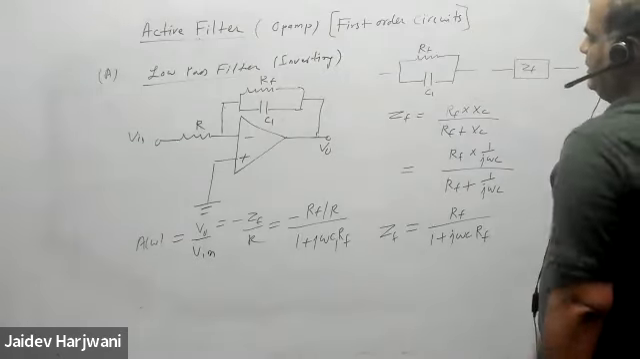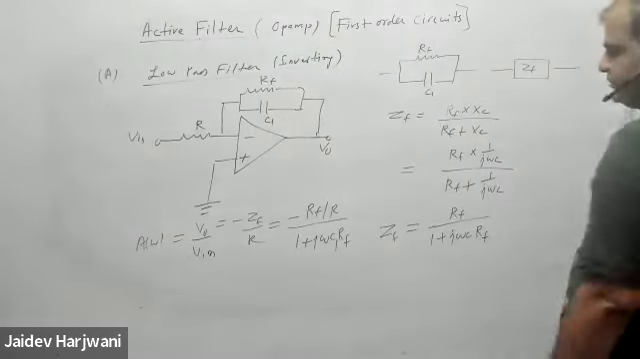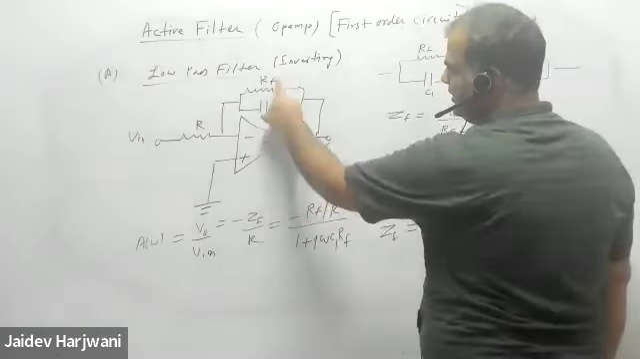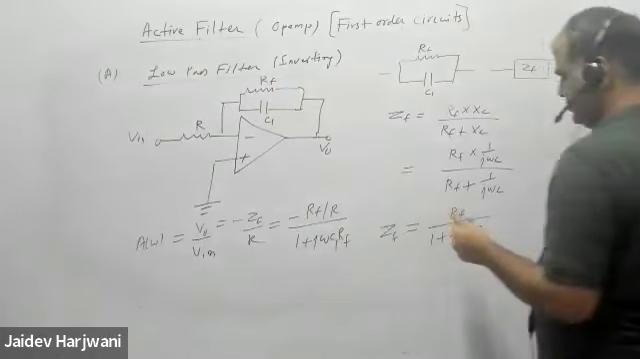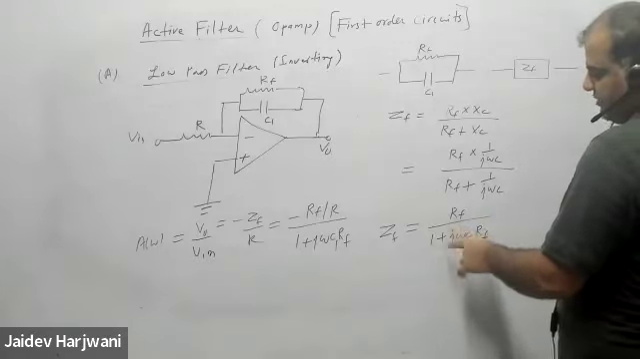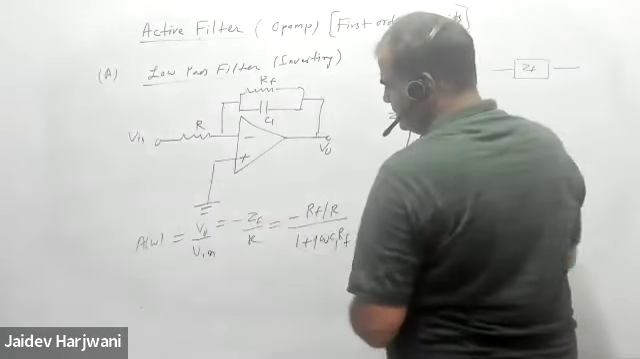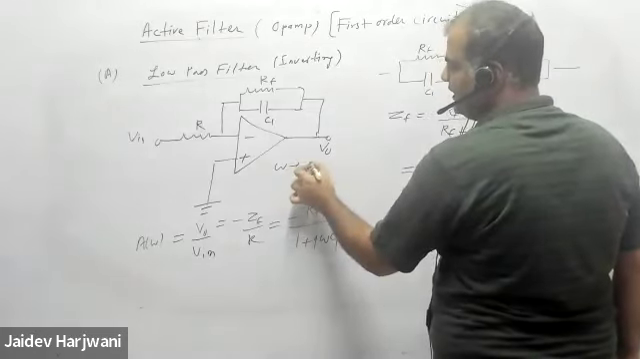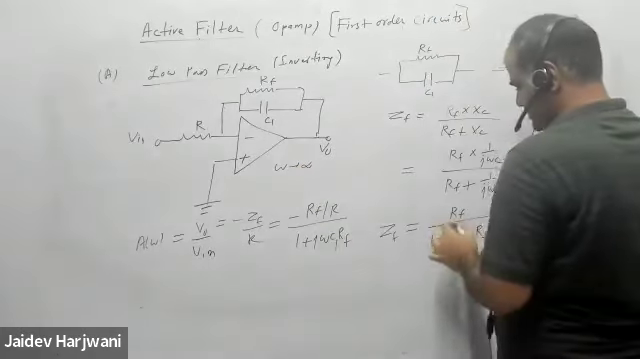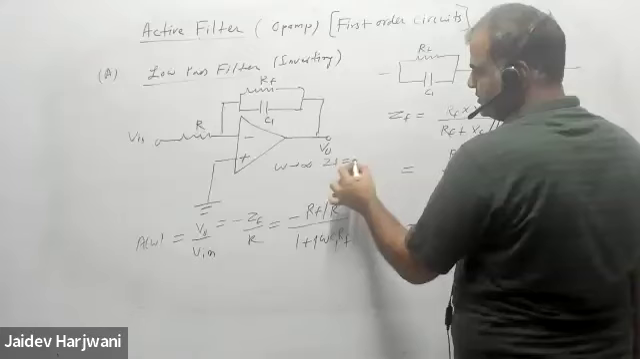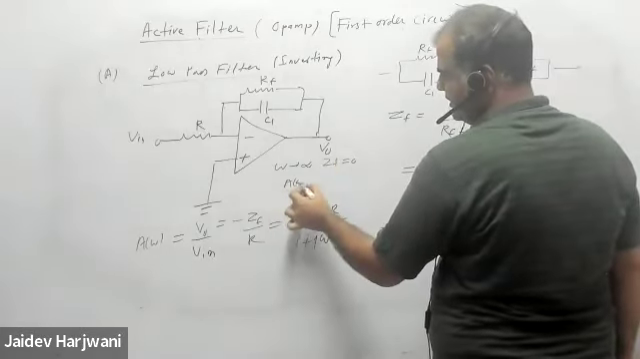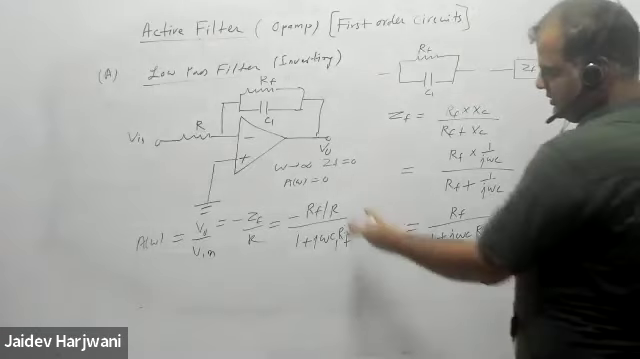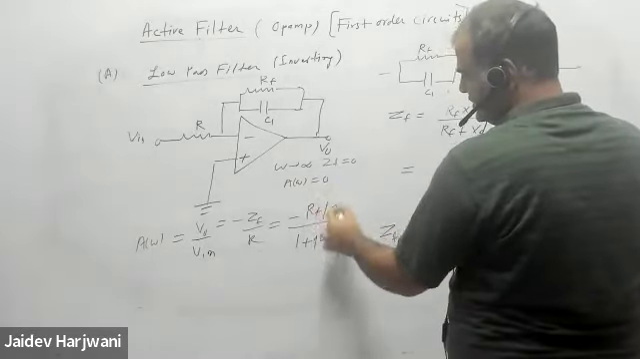Now calculate the gain. Whenever frequency is high, this ZF becomes 0. If frequency is infinite, ZF becomes 0, so the gain becomes 0. What is the meaning? If omega tends to infinity, ZF becomes 0, so gain becomes 0. So this is again a low pass filter. At 0 frequency, this is the gain.